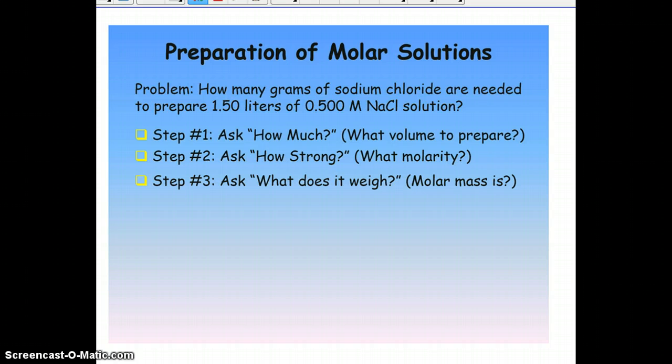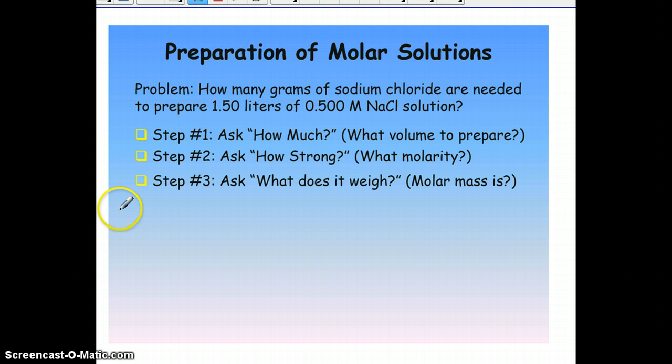And here we see a problem involving molarity. It wants us to use molarity in this case as a conversion factor. So we are given the problem: how many grams of sodium chloride are needed to prepare 1.5 liters of 0.5 molar NaCl solution? So we need to think about what volume we're going to prepare, what molarity we have of that solution, and then what the molar mass is.